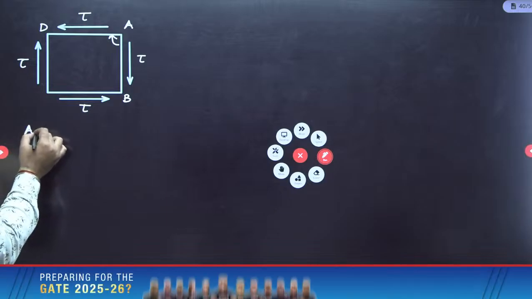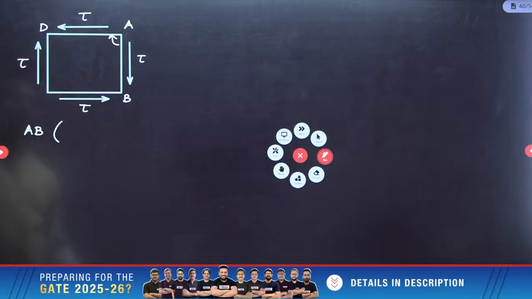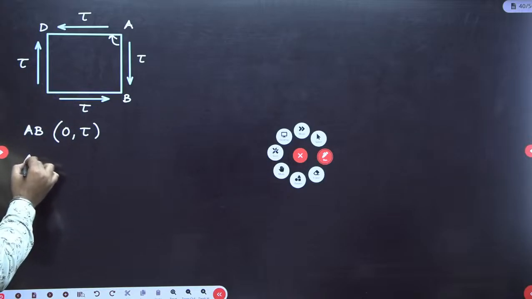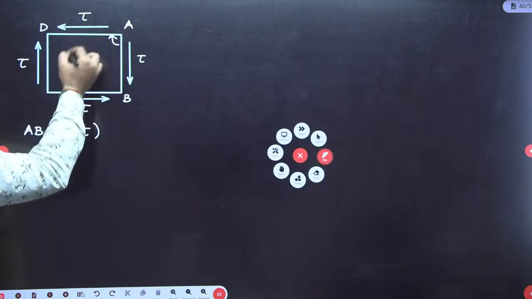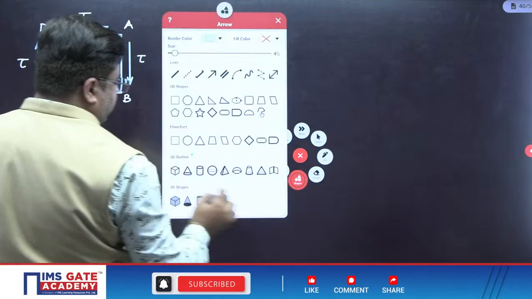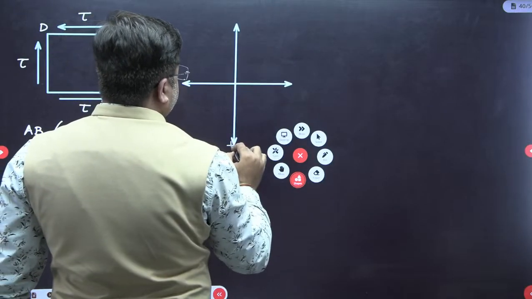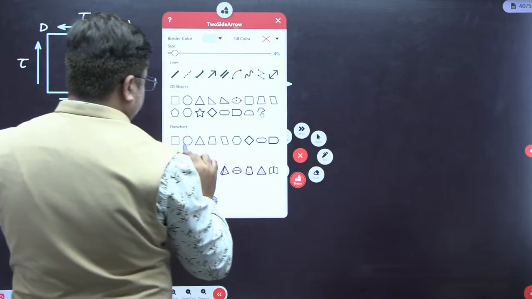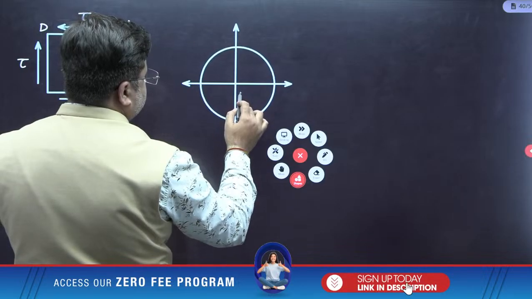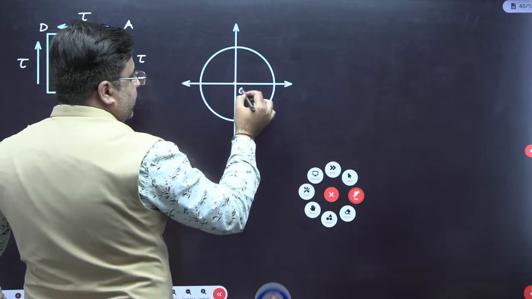For plane AB, what will be the coordinates? The shear stress is giving the clockwise sense of rotation, so this will be 0 comma tau. And for plane AD, the coordinates will be how much? This tau is giving the anti-clockwise sense of rotation, so this will be 0 comma minus tau. So when you plot these 2 points, you will get a Mohr circle like this. This will be the Mohr circle for this state of stress. So the center of this Mohr circle will be at 0 comma 0.